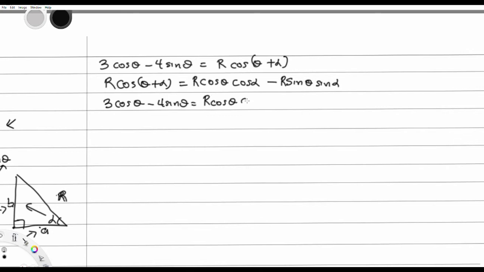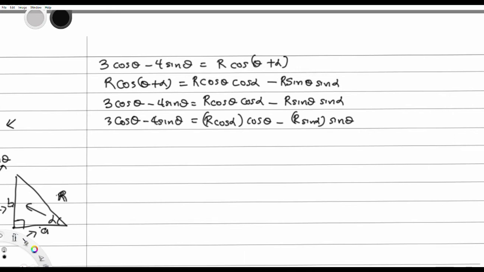R cos theta cos alpha, r sin theta sin alpha. So now we can see it coming out already. This place is r cos alpha cos theta, r sin alpha sin theta, isn't it? 3 cos theta, 4 sin theta, isn't it? So we can then say 3 is the same as r cos alpha, and we can then say 4. Don't put minus 4, because this is minus, this is minus, remember? So 4 equals r sin alpha.